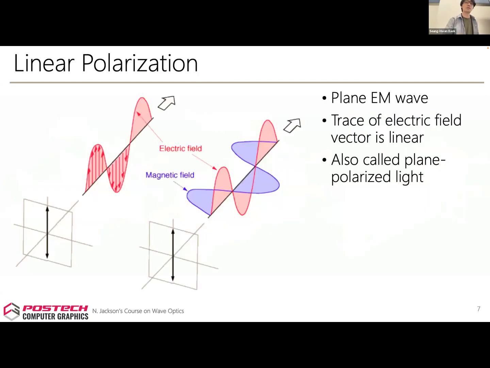So first, let's have a look at the representative polarization states, the most popular one, linear polarization. Here, for this linearly polarized light, the electric field oscillates in a single plane. Okay, so that's why we also often call this plane polarized light. And here, in other words, the trace of this electric field is linear. Okay.